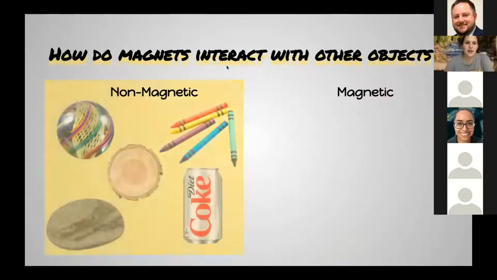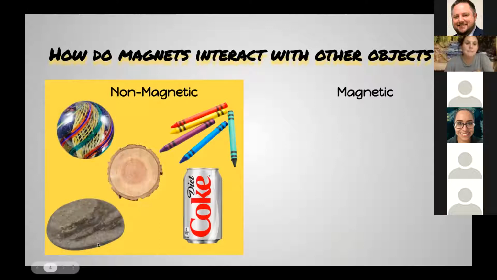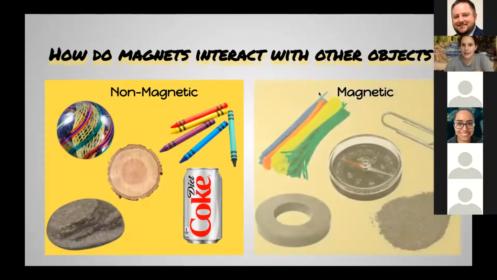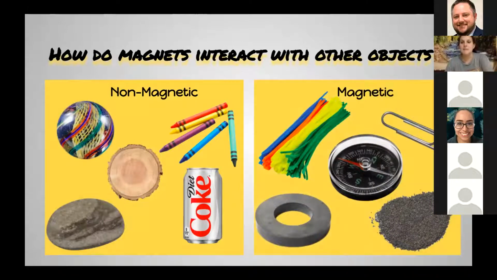Let's review our findings and see if we can draw any conclusions from them. The objects that were not magnetic were the glass marble, the wood cookie, the crayons, the aluminum soda can, and the rock. The items that were magnetic were the pipe cleaner, the compass, the paper clip, iron filings, and the ring magnet.